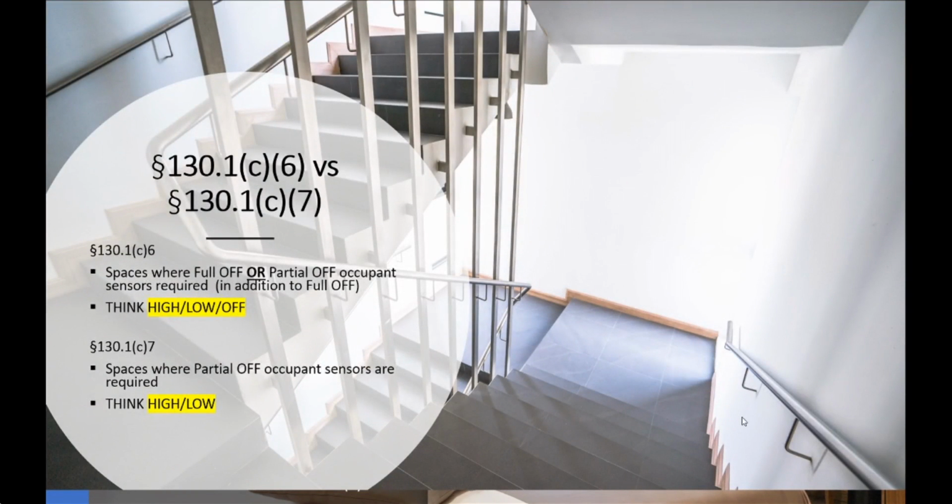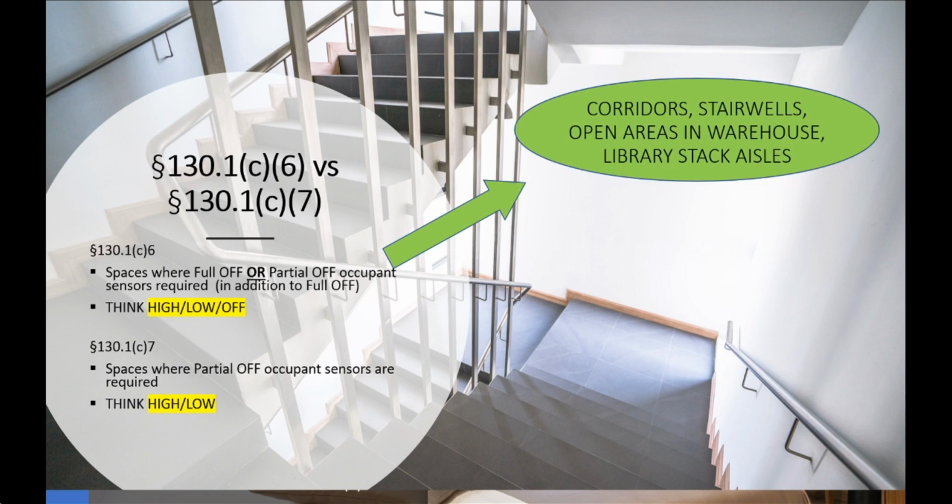All right, so we're still on the topic of automatic shutoff, and we're still talking about occupant sensors required in the area. And right now we're focused on corridors, stairwells, open areas, and warehouse, library, stack aisles. These all fall under the code section 130.1c6 for automatic shutoff.